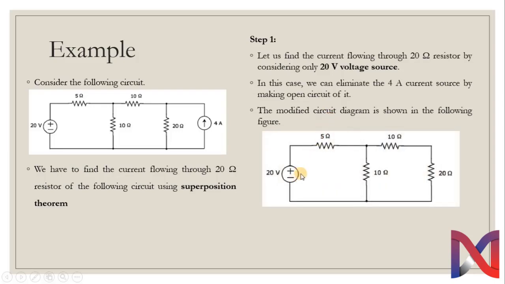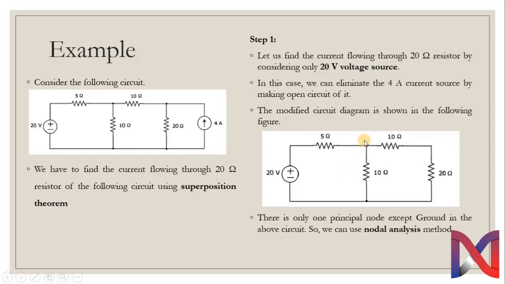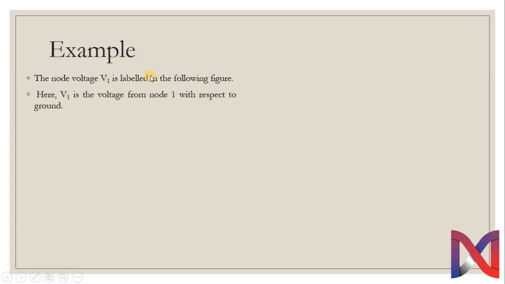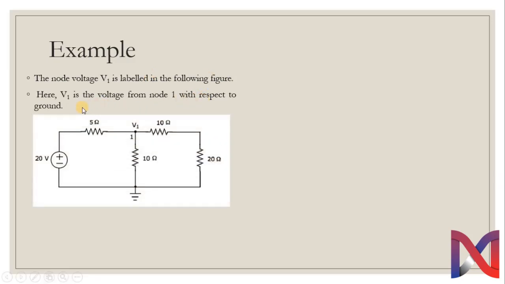Here we have the 20 volt source, 5 ohm resistor connected to the rest of the resistors. Here you can see there is only one principal node which is lying right here and the reference node is here. So we are going to use nodal analysis on this respective node. We will get the voltage of node V1 through nodal analysis. So V1, the voltage from node 1 with respect to the ground, is going to be found through the equation of nodal analysis.